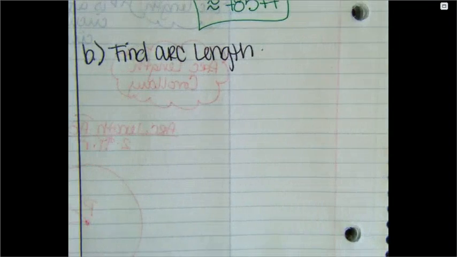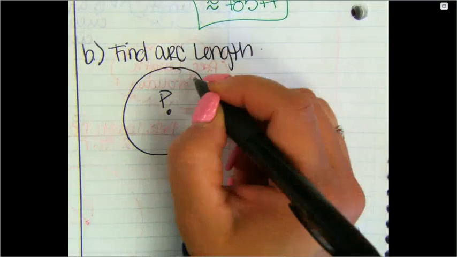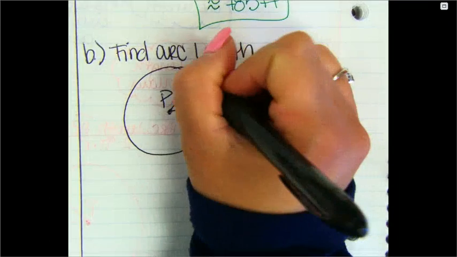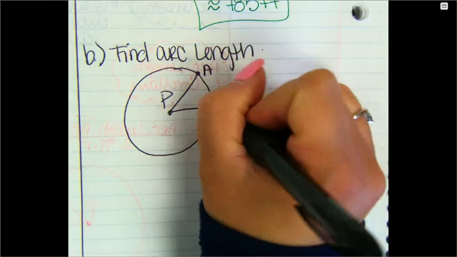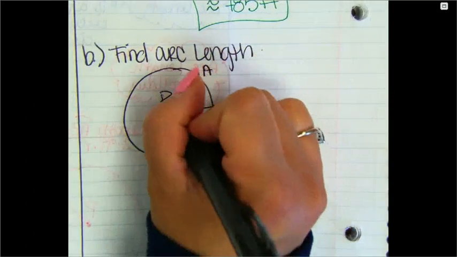All right, find arc length. What is arc length in terms of? What are we measuring when we talk about arc length? What about the arc? It's length, which means, like, if we're talking pizza, it's what? It's like the crust.